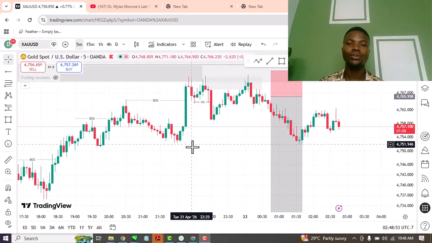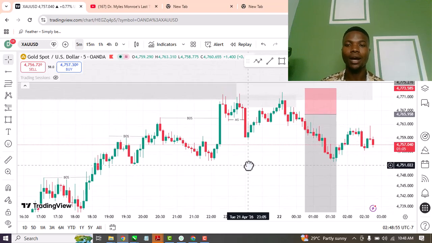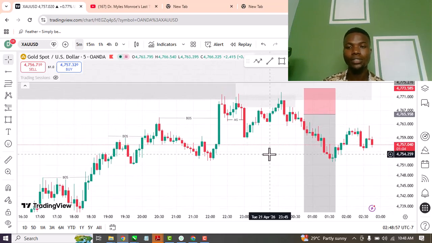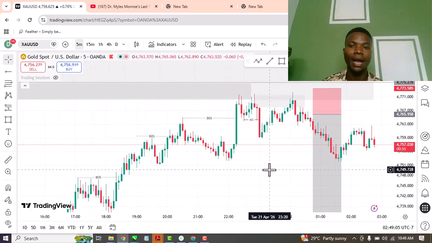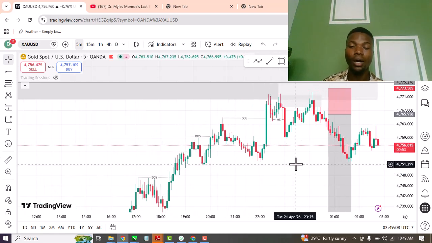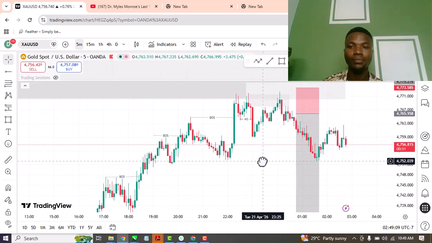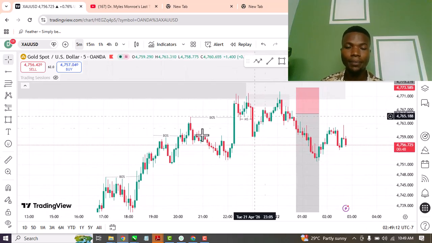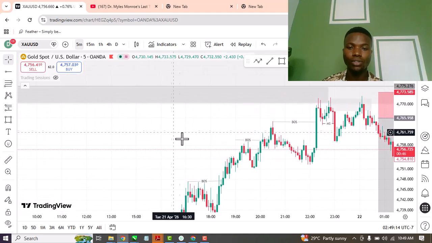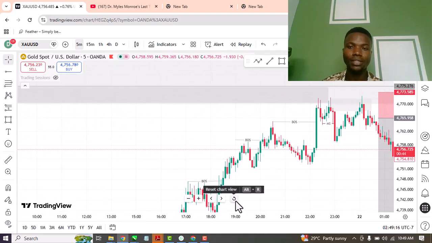So quickly, I want to explain this setup for you. I actually caught this setup this morning, but I want to explain how I got into this trade. Everything is about supply and demand, I trade supply and demand.